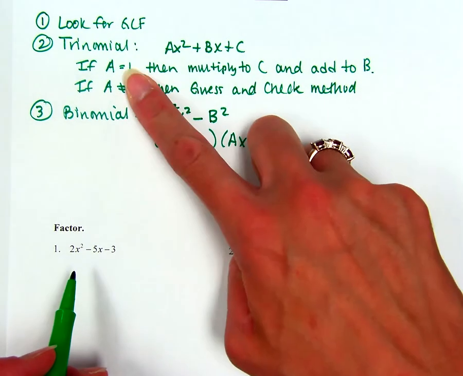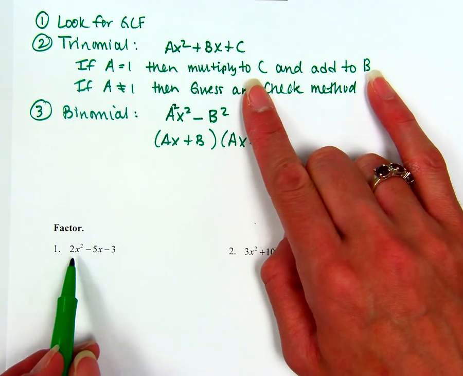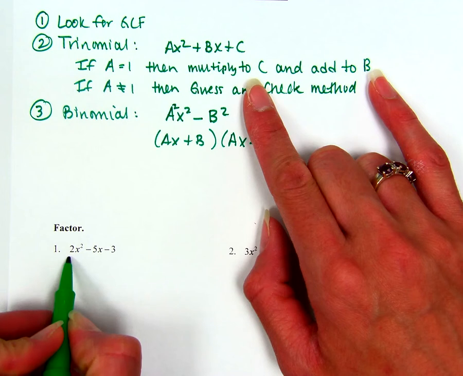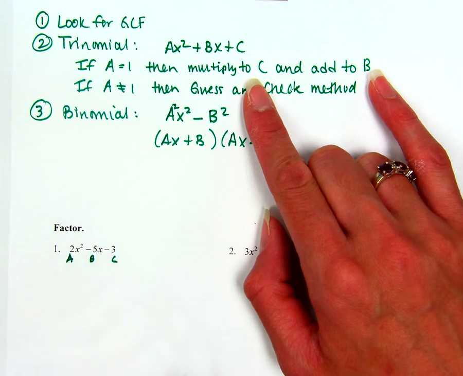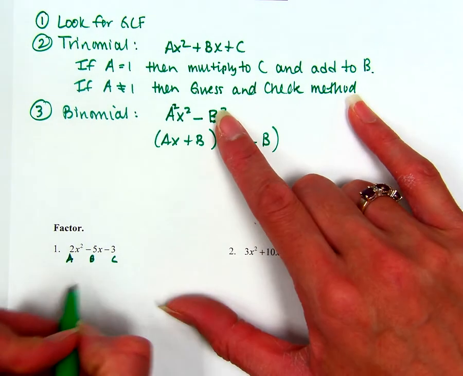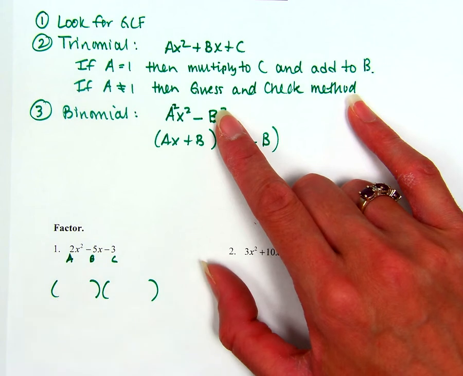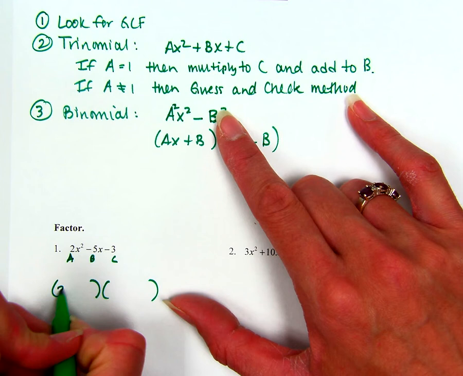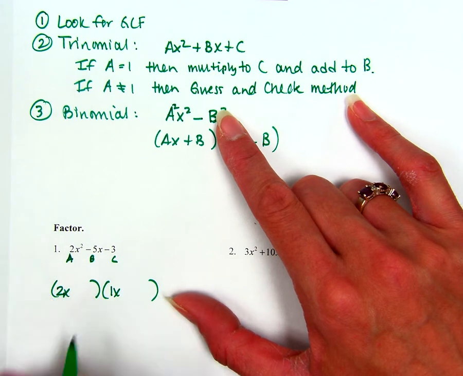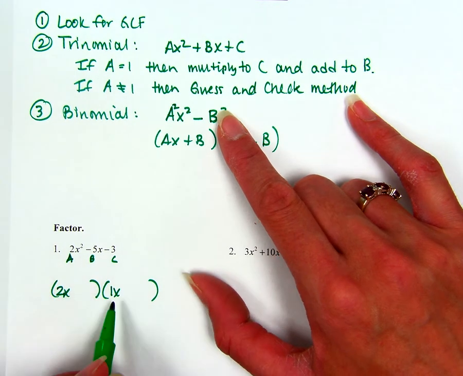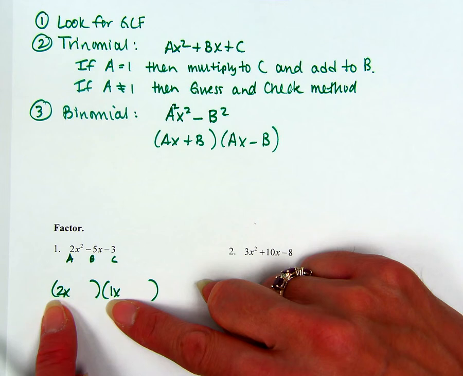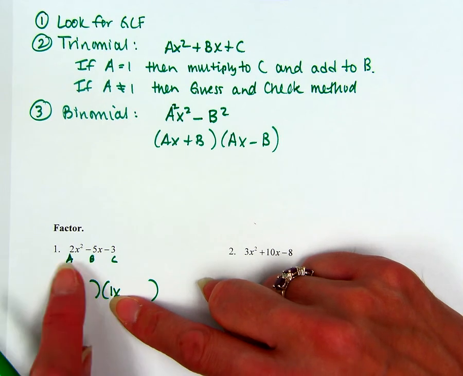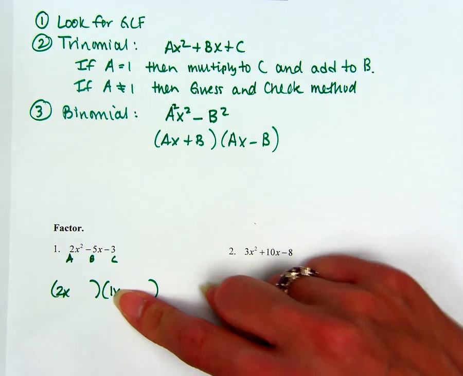All right, if A is 1, then we're going to do what we did yesterday. But in this case, A is equal to 2. Right, that's A, that's B, and that's C. So we need to use the guess and check method. We know that the trinomial is going to factor into 2 binomials. There's not too many things that multiply to 2x. There's either 2x and 1x, or negative 2x and negative 1x. But typically, they're not going to have negative signs in front of both. So you can just assume that these will both be positive.